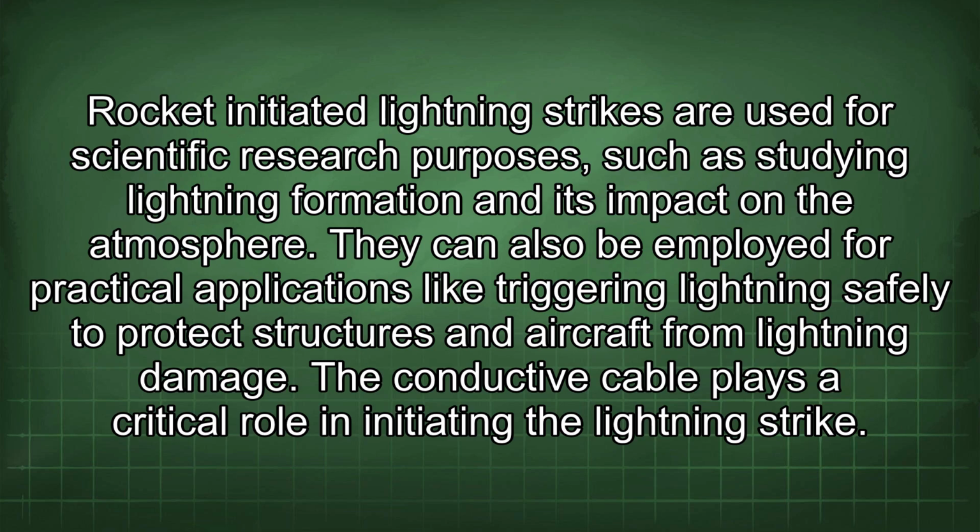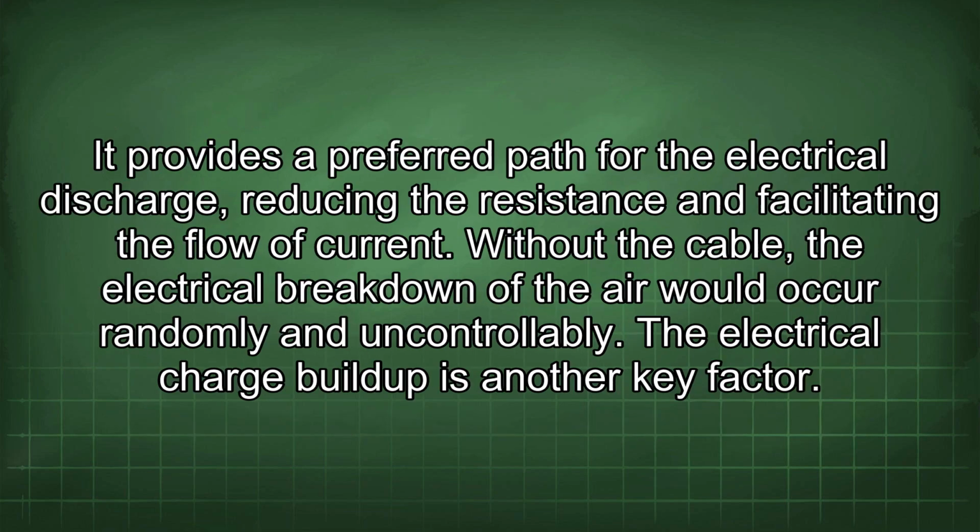The conductive cable plays a critical role in initiating a lightning strike. It provides a preferred path for the electrical discharge, reducing the resistance and facilitating the flow of current. Without the cable, the electrical breakdown of the air would occur randomly and uncontrollably.